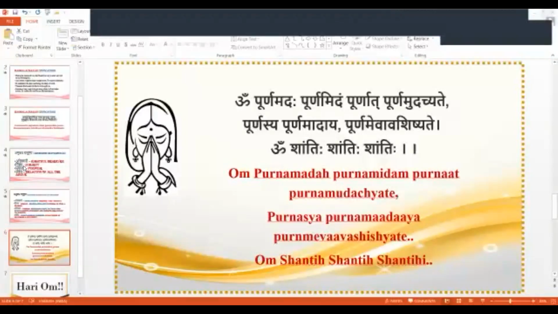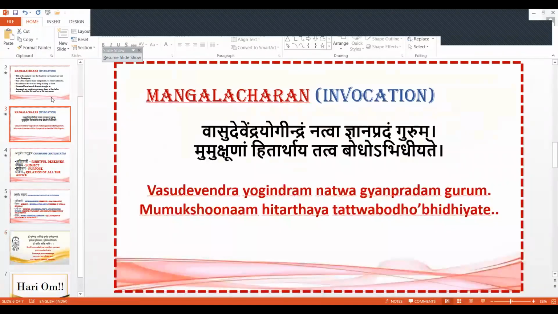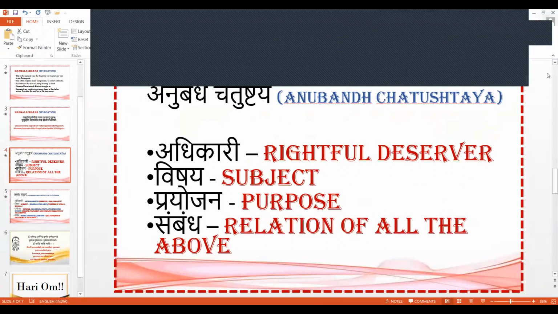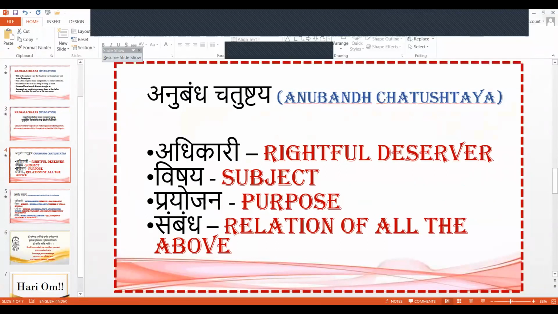So in this, we have to see 4 things called Anubandh Chatushtaya. What is Anubandh Chatushtaya now? Anubandh Chatushtaya means 4 things. Every action that we do comprises of these 4 factors. What are those 4 factors?